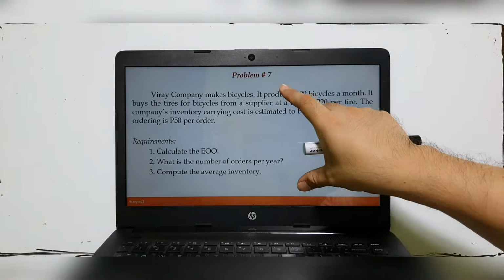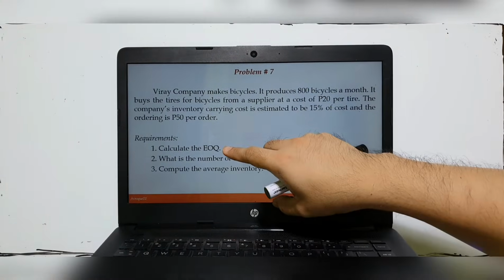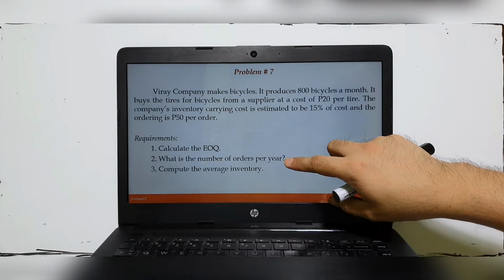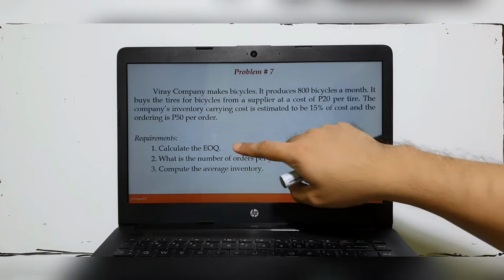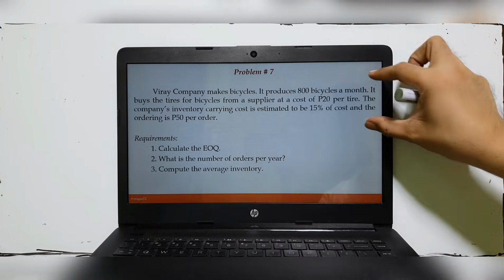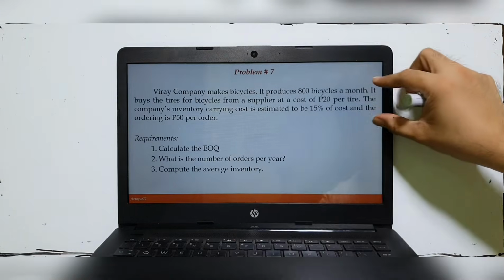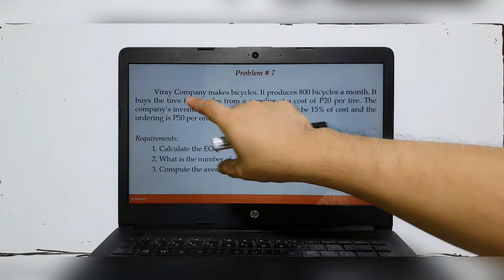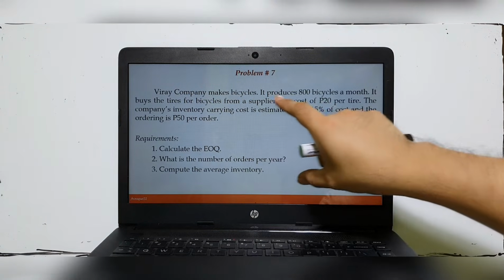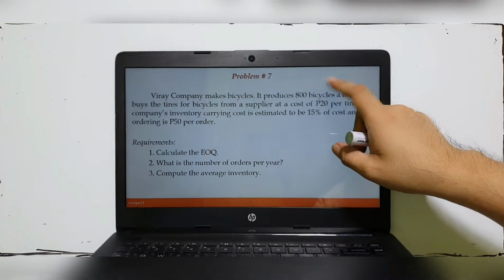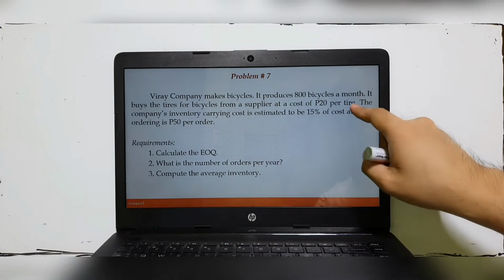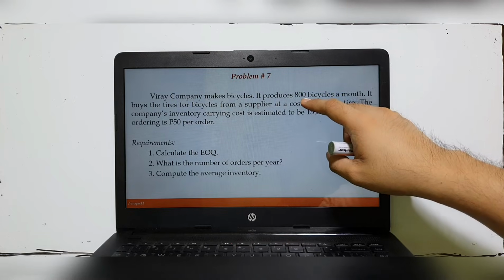So we have here problem number 7. We are asked to compute again for EOQ, the number of orders per year, and then just the average inventory. So the question is short. The problem is a bit tricky, so make sure you take note of this. So Virai company makes bicycles. So it produces 800 bicycles per month. So you have to multiply it by 12 to arrive at your annual demand.